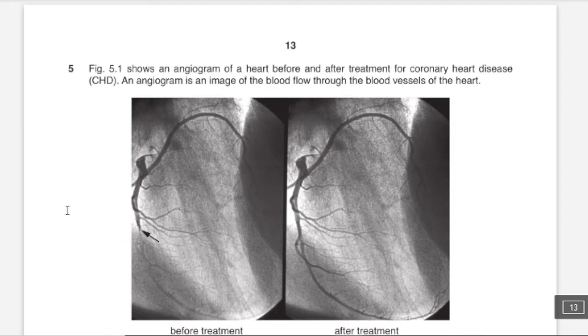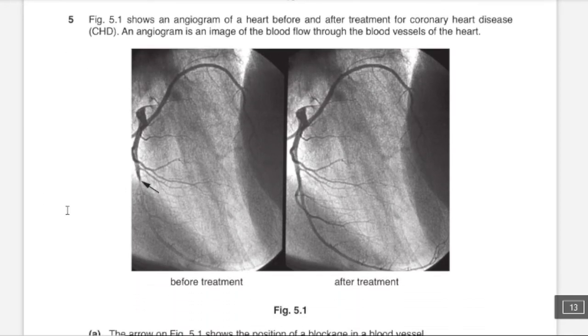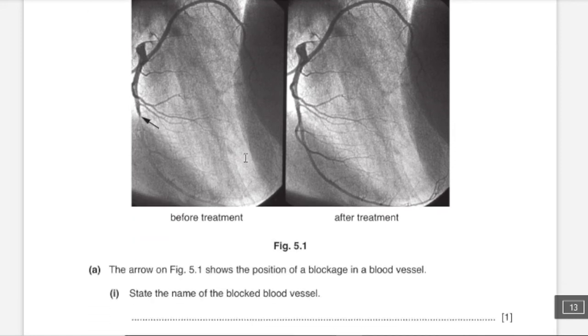Okay, moving on to question number 5. Figure 5.1 shows an angiogram of a heart before and after treatment of coronary heart disease, CHD. An angiogram is an image of the blood flow through the blood vessels of the heart. Before the treatment, we can see over here the blood flow is quite different from the blood flow of the arteries above this area. However, after the treatment, it is uniform.